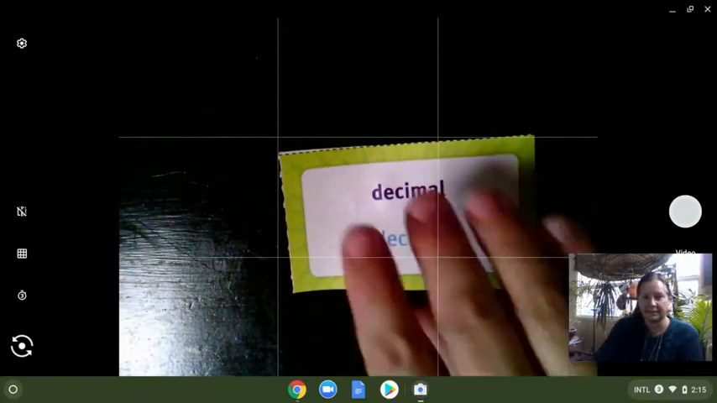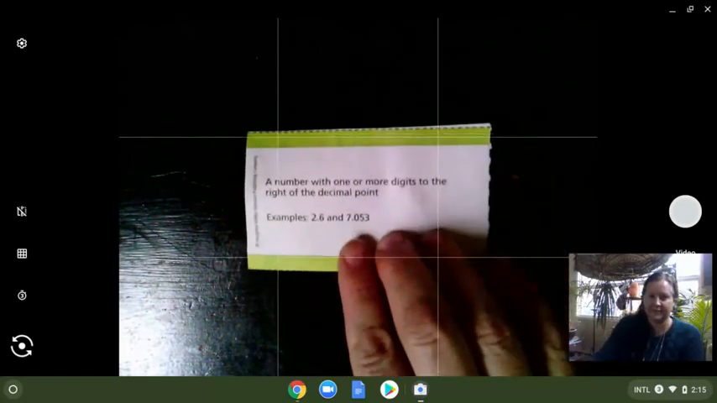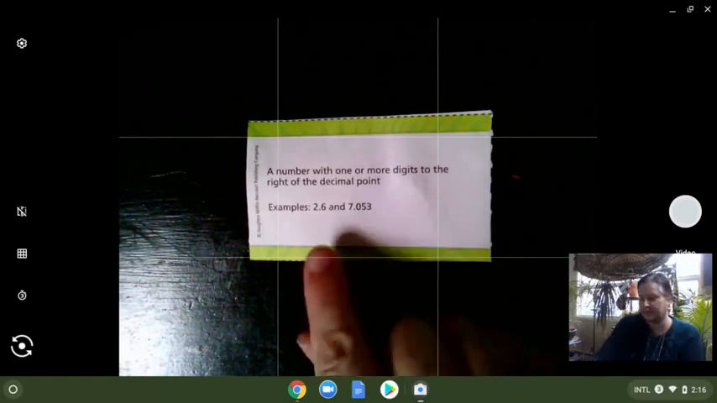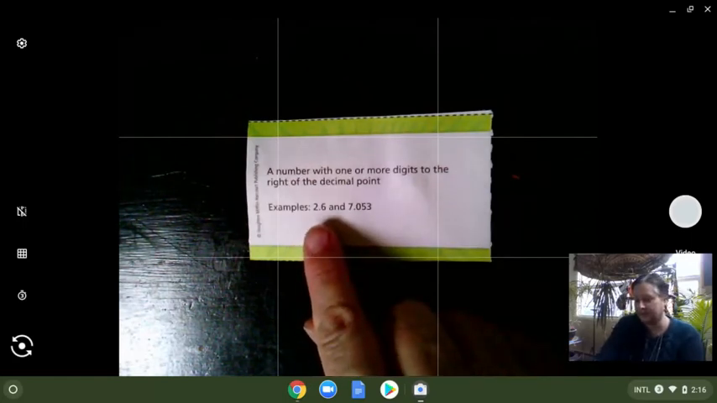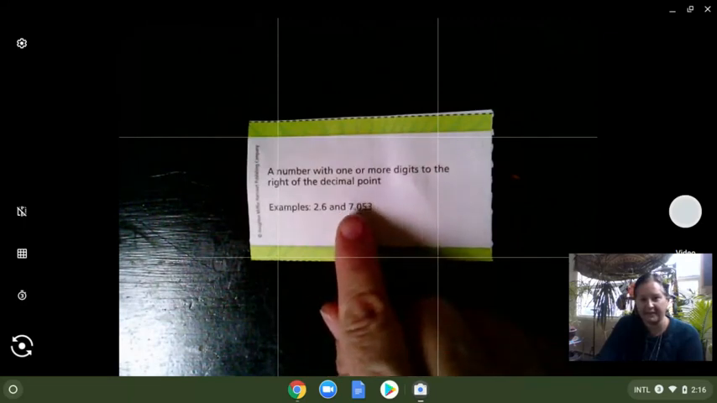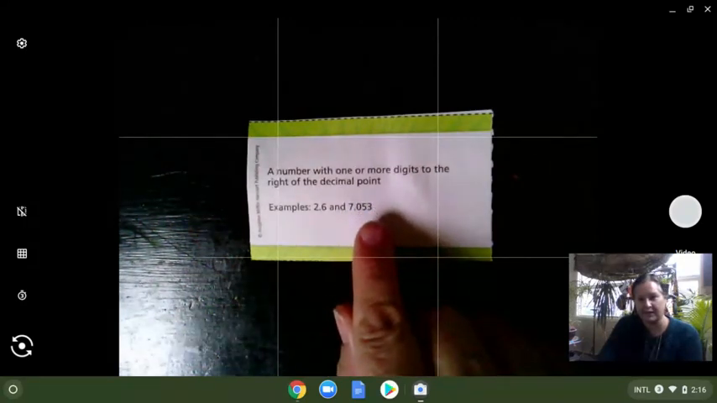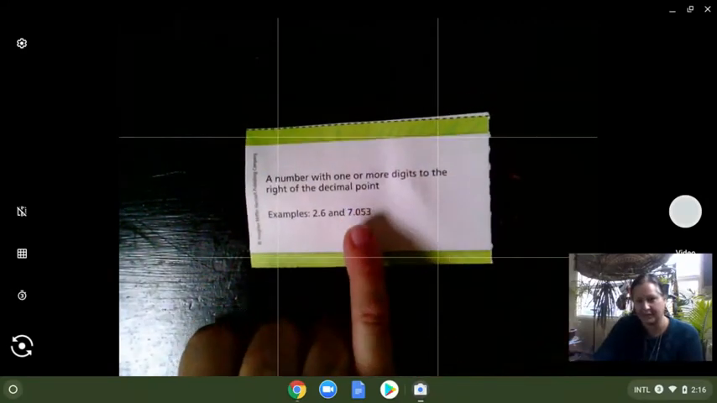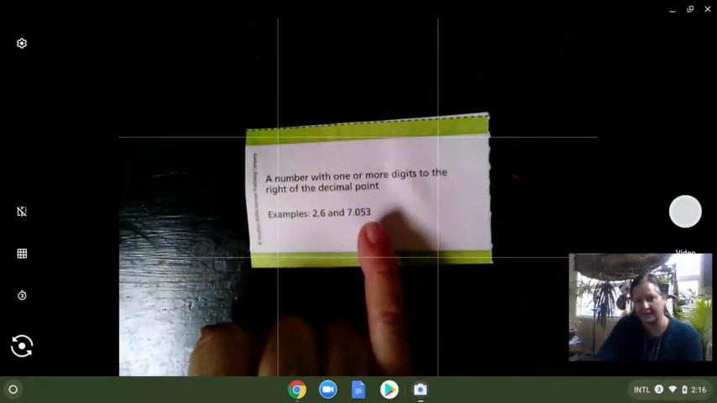A decimal is a number with one or more digits to the right of the decimal point. So here we have our decimal, and there's a tenths place after it. Here we have 7 and 53 thousandths, because remember we have tenths right after the decimal, and then hundredths, and then our thousandths.